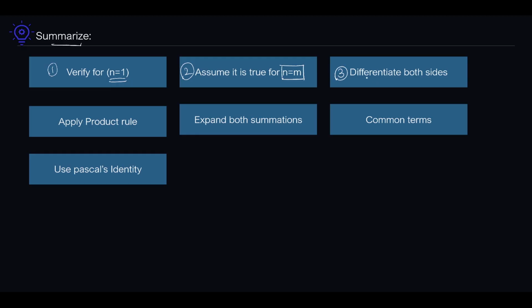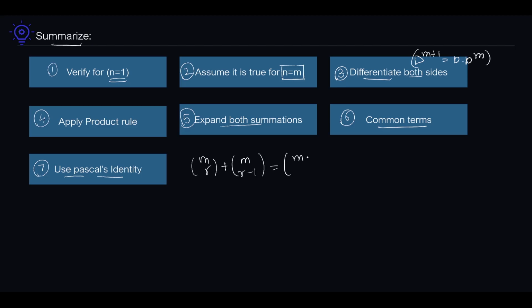Step 3, which is differentiating both sides, where we did D^(m+1) equals D times D^m. Then this is step number 4 where we applied the product rule. Step number 5, expand both summations. We had the first summation and the second summation. Step number 6, common terms, take out the common terms. And step number 7, that is use Pascal's identity, m choose r plus m choose r minus 1 is equal to m plus 1 choose r.